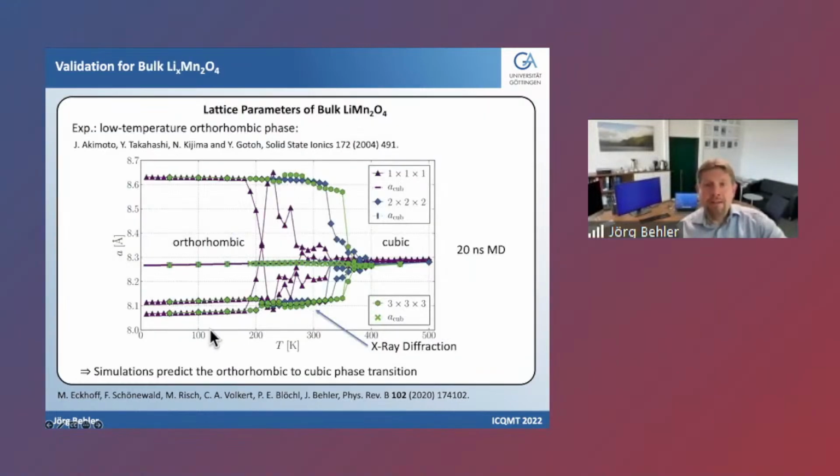Then we validated the potential not only by looking at the errors of the energies and forces, but also by looking at some physical properties of bulk lithium manganese oxide. One interesting property that this material has is that, because of the alignment of the Jahn-Teller distorted octahedra, at low temperatures it's an orthorhombic structure, but if the temperature is increased, at around room temperature there's a phase transition and a cubic structure is obtained. Here you see our simulations for different supercell sizes, and also the average cubic lattice constant. You can see that we can reproduce this transition very well, and it converges also as a function of the supercell size.